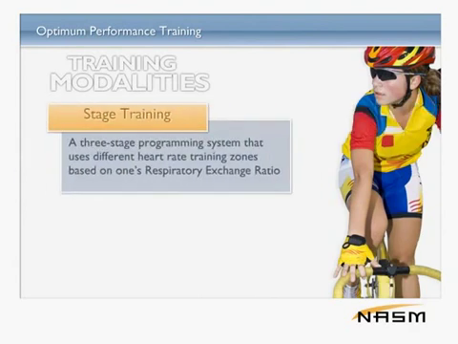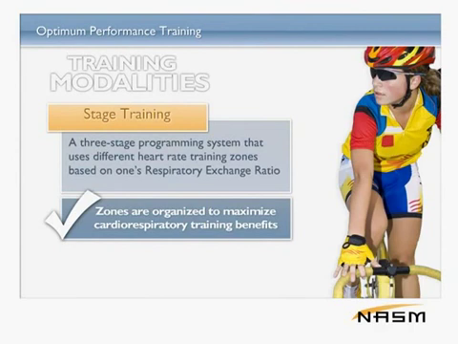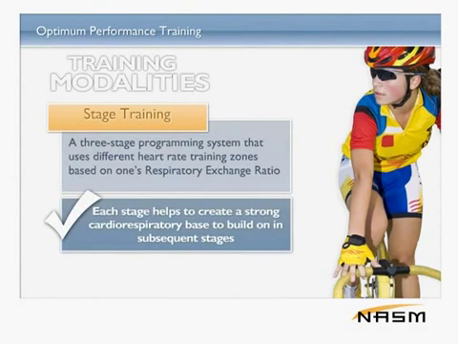Stage training is a three-stage programming system that uses different heart rate training zones based on one's respiratory exchange ratio. Those zones are organized to maximize cardiorespiratory training benefits. The three different stages of cardiorespiratory training mimic the three stages of training seen in the OPT model. Each stage will help to create a strong cardiorespiratory base to build on in subsequent stages.